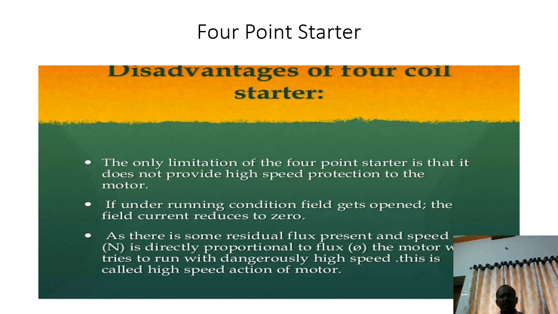Drawbacks of the 4-point starter. The only limitation of the 4-point starter is that it does not provide high speed protection to the motor. If under running condition the field gets opened, the field current reduces to zero, though some residual flux is present. Speed is inversely proportional to the flux, so the motor tries to run at a dangerously high speed. This is called the high speed action of the motor.